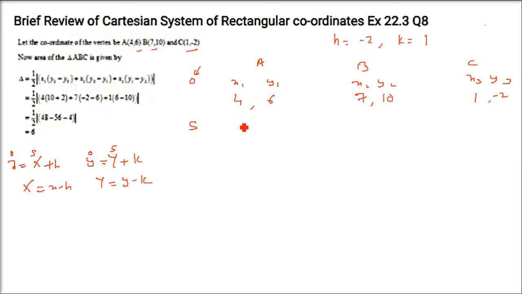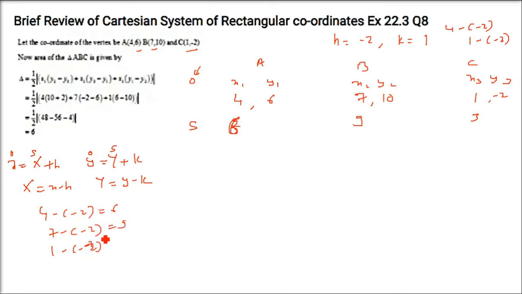Now put it here in the formula. So you have to put what? 4 minus of minus 2. So 4 minus of minus 2 is going to be 4 plus 2, that is 6. Similarly here 7 minus of minus 2 is 9, and 1 minus of minus 2 is going to be 3, right? Let us recheck it. 4 minus of minus 2, then 7 minus of minus 2, and finally 1 minus of minus 2. So you are going to get 6, 9 and 3. So these are the three values.